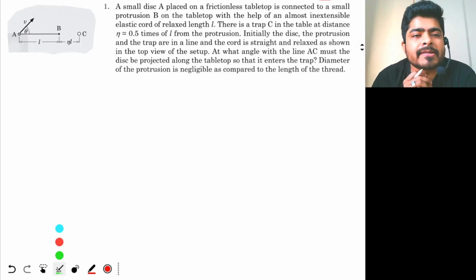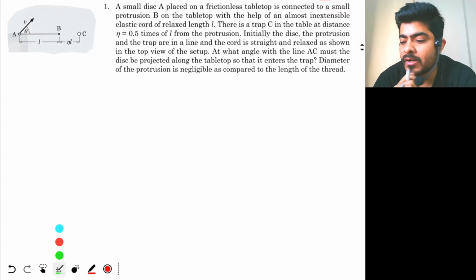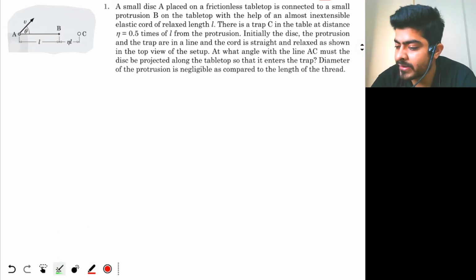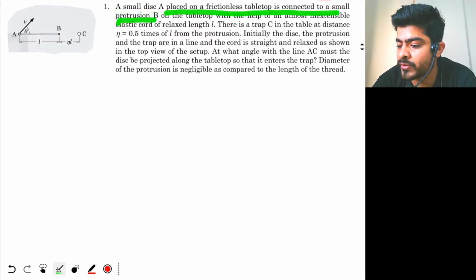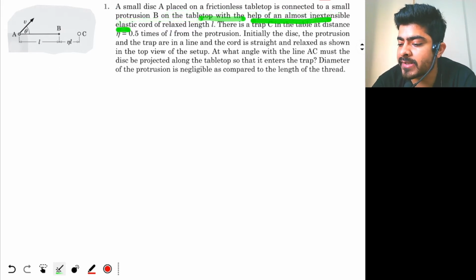Hello everyone, this is question number 1 from the check your understanding section of chapter number 4 from Pathfinder for Physics Olympiad. Okay, so what does the question say? A small disc A placed on a frictionless tabletop is connected to a small protrusion B on the tabletop with the help of an almost inextensible elastic cord of relaxed length L.